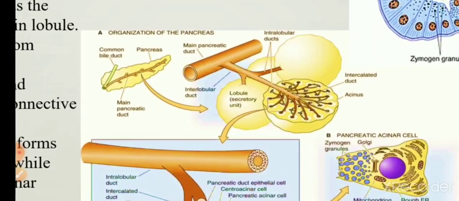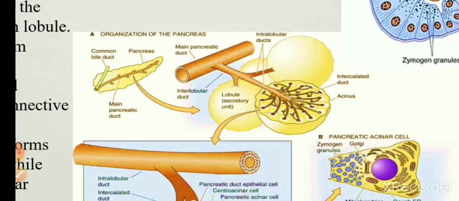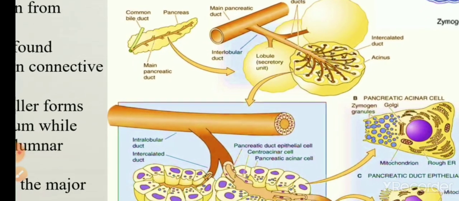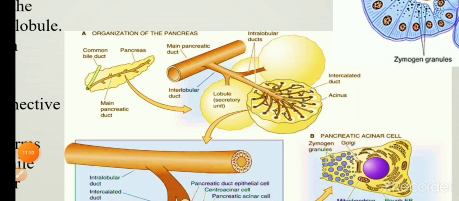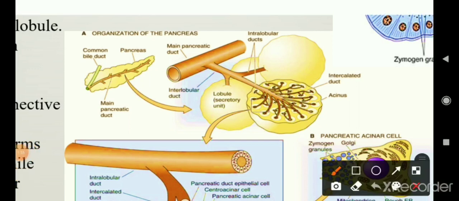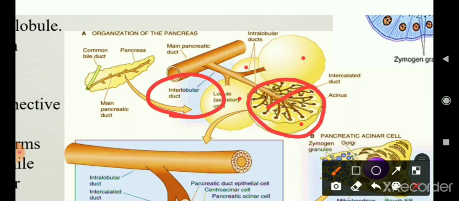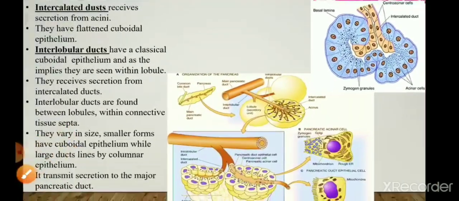As we can see in the photograph, organization of pancreas shows the two main types of duct. First is interlobular duct, which is present in between the lobules. We can see here two types of duct system, that is presence of interlobular duct which is present in between these lobules, and intercalated duct which is present between the acini or ends towards the acini. These are the interlobular ducts.